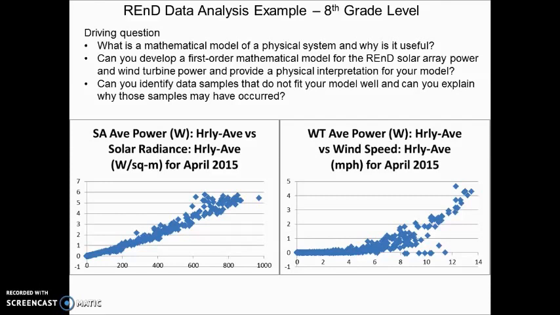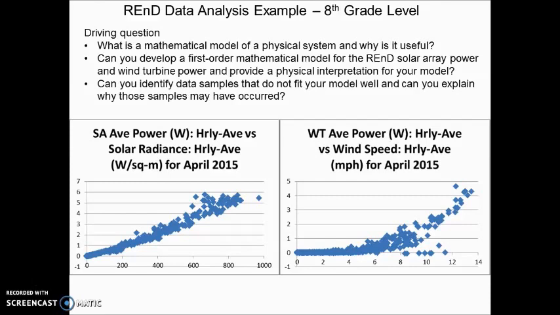So let's consider the following driving questions. What is a mathematical model of a physical system and why is it useful? Can you develop a first-order mathematical model for the energy dashboard solar array power and wind turbine power and provide a physical interpretation for your model? And can you identify data samples that don't fit your model well, and can you explain why those samples may have occurred?